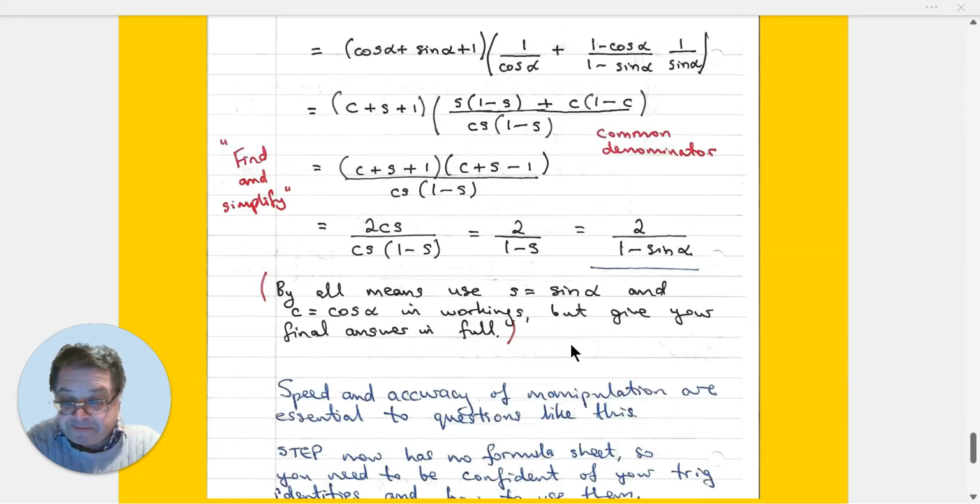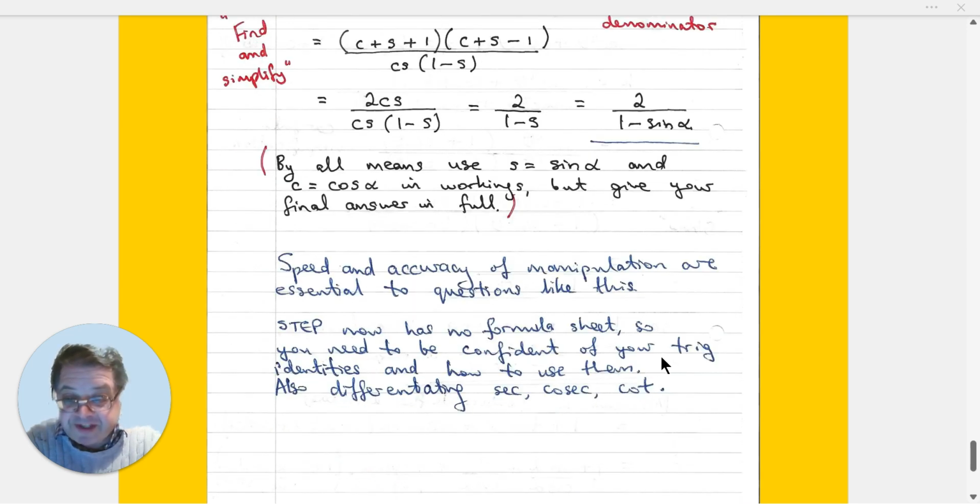The question's done. What can we learn from it? One thing to learn is speed and accuracy of manipulation are essential to questions like this. You don't want to be spending lots of time manipulating your algebra and making false starts. You want to spend your time on thinking about the strategy for the question, not about the algebraic manipulation. Secondly, STEP questions now have no formula sheet, so you need to know the formulas in this question.